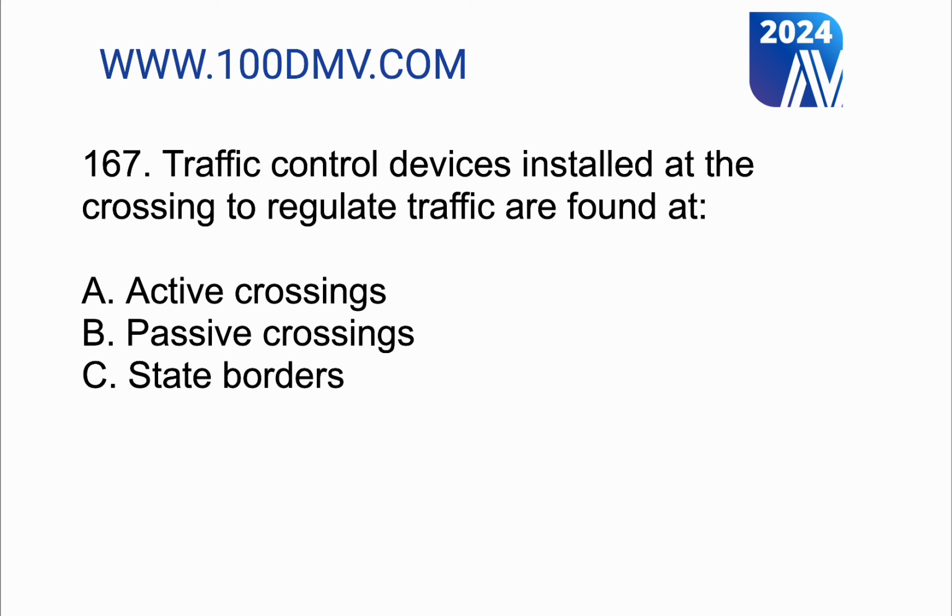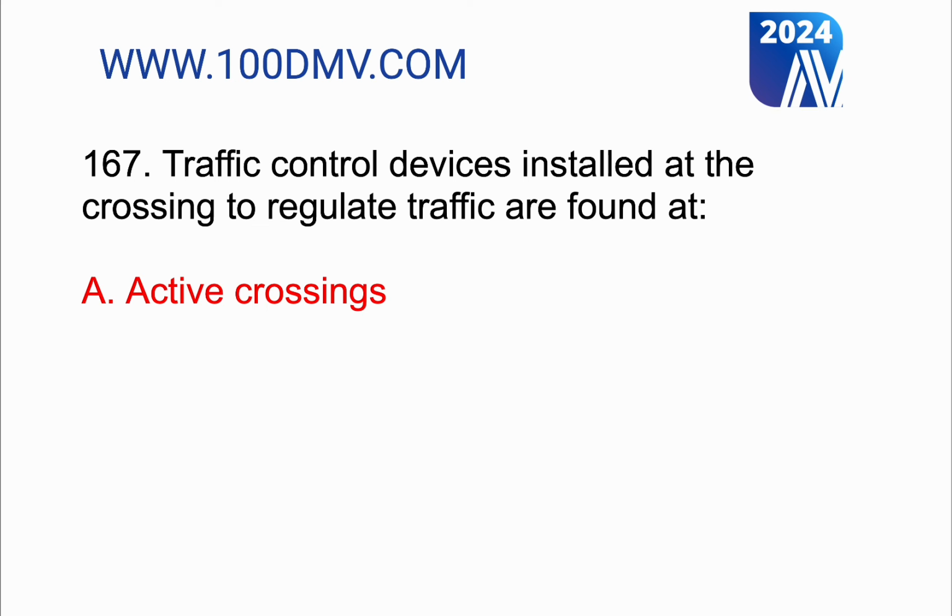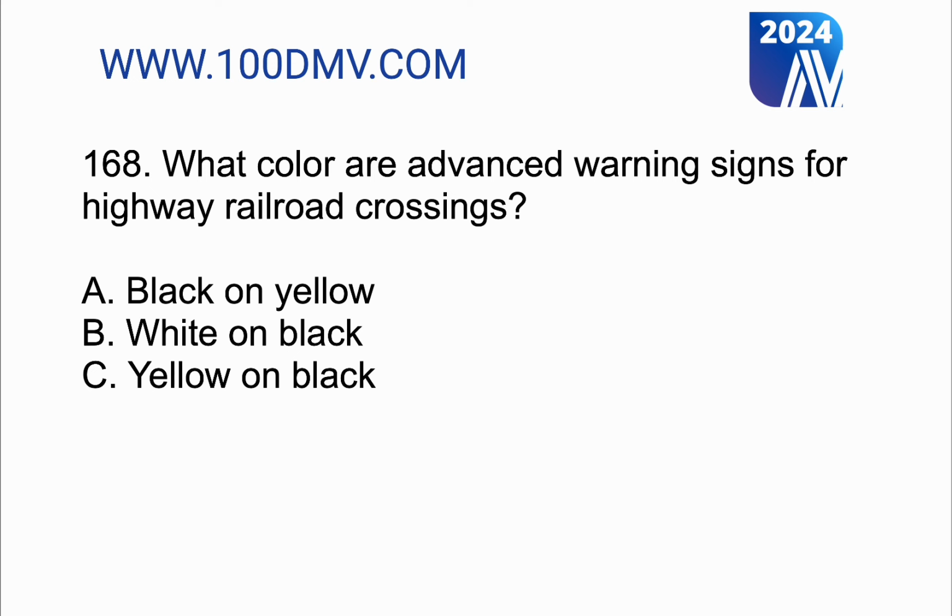167. Traffic control devices installed at the crossing to regulate traffic are found at: A. Active crossings. B. Passive crossings. C. State borders. The correct answer is A, active crossings. 168. What color are advance warning signs for highway railroad crossings? A. Black on yellow. B. White on black. C. Yellow on black. The correct answer is A, black on yellow.